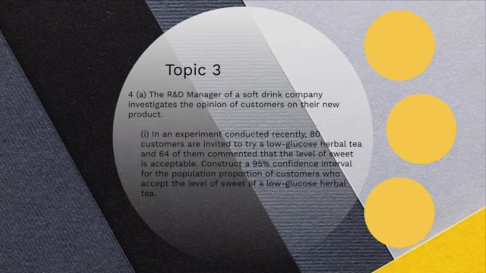Question 4a. The research and development manager of a soft drink company investigates the opinion of customers on their new product. Question 4ai. In an experiment conducted recently, 80 customers are invited to try a low-glucose herbal tea, and 64 of them commented that the level of sweet is acceptable. Construct a 95% confidence interval for the population proportion of customers who accept the level of sweet of a low-glucose herbal tea.